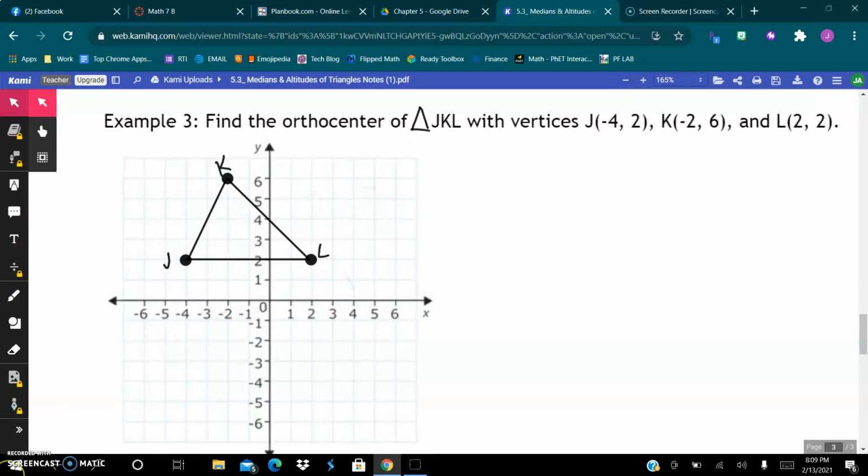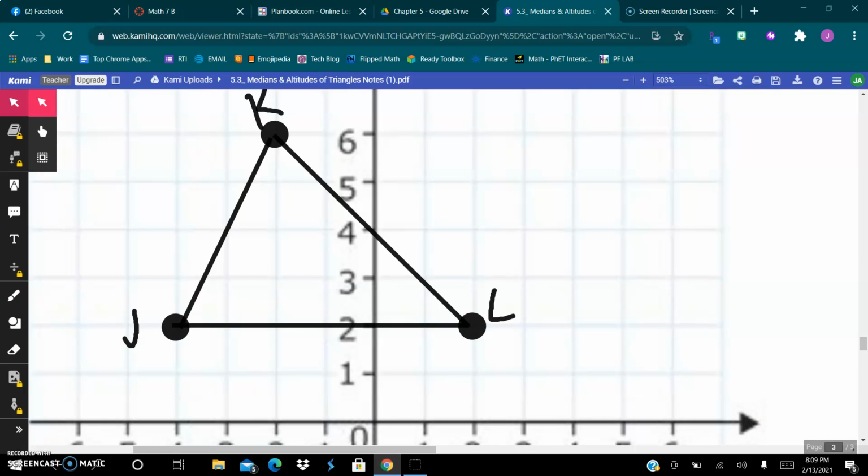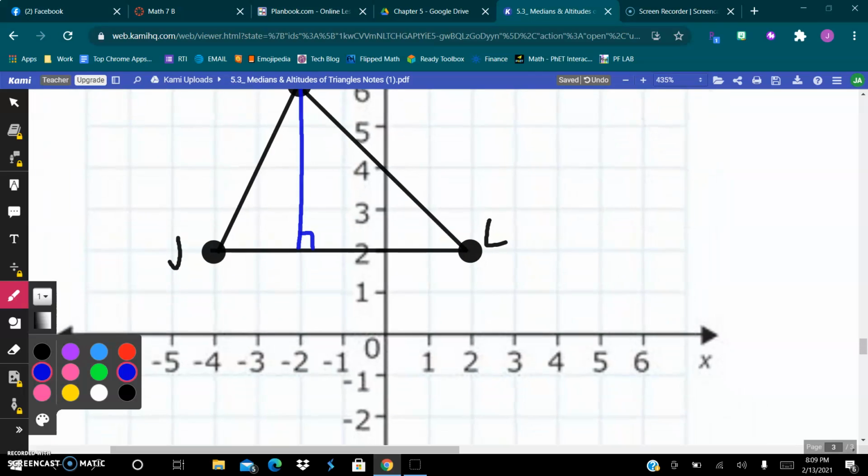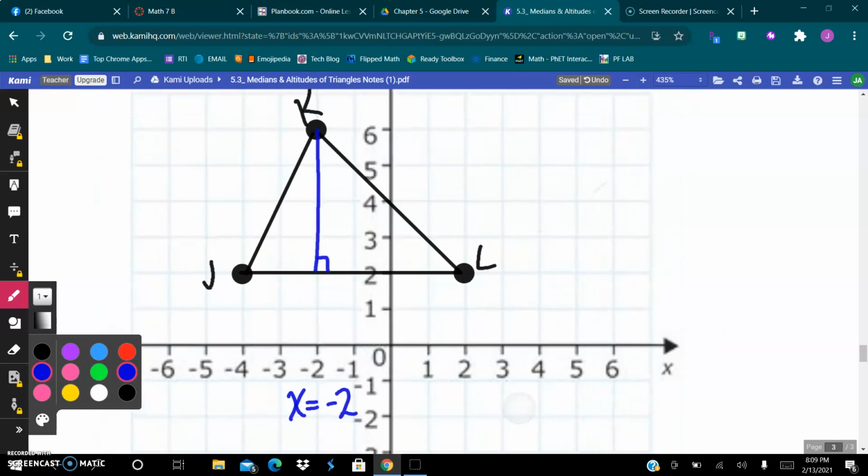Well, I am going to start off by drawing the altitude from point K down to JL, because that is the easiest one, because it's a straight line straight down so that it's perpendicular to that opposite side. And that segment has an equation. It is x equals -2. It's a straight line through the x-axis at -2. So in blue, the equation is x equals -2 for that altitude.